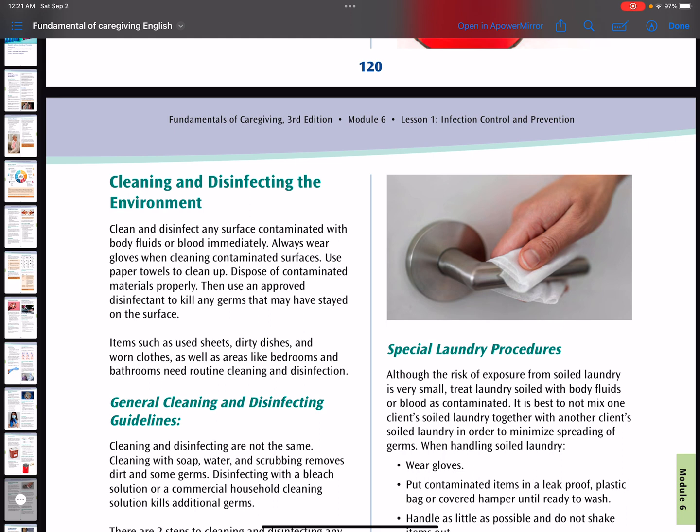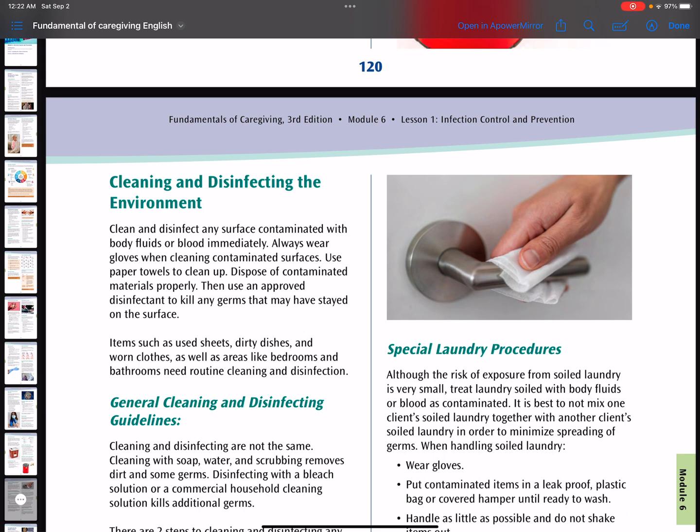Cleaning and disinfecting are not the same. Cleaning is cleaning with soap and water, or scrubbing, that removes dirt and some germs. Disinfecting usually uses a bleach solution or a commercial household cleaning solution, which kills additional germs. You can make a bleach solution at home by mixing 1/3 cup of bleach per gallon of water.